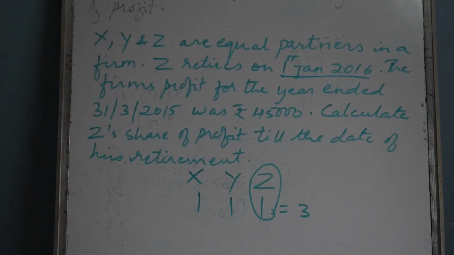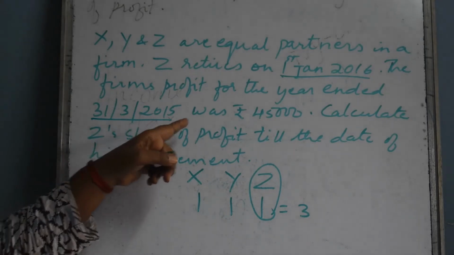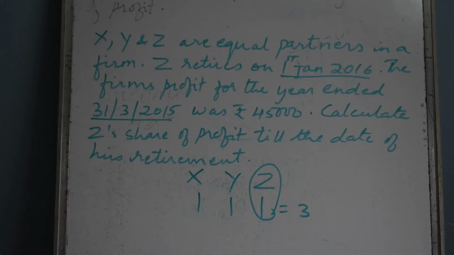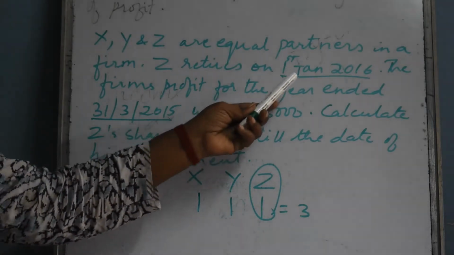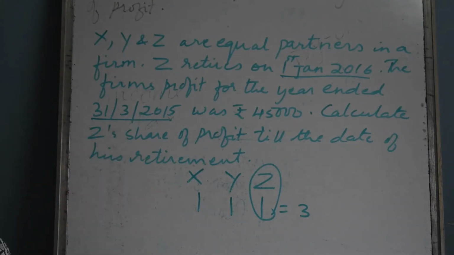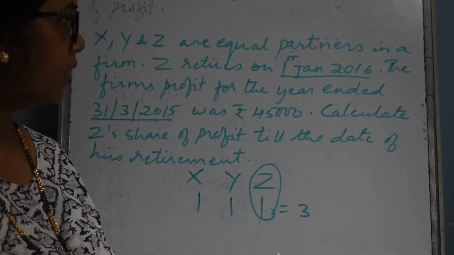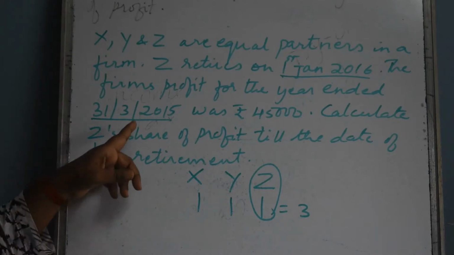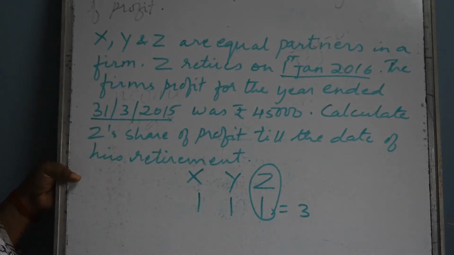The firm's profit for the year ended 31st March 2015 was rupees 45,000. So our previous year is 31st March 2015, and our partner was working with us till 1st January. So from March, April, May, June, July, August, September, October, November, December, he was there with us for 9 months. We are told to calculate Z's share of profit till the date of his retirement.